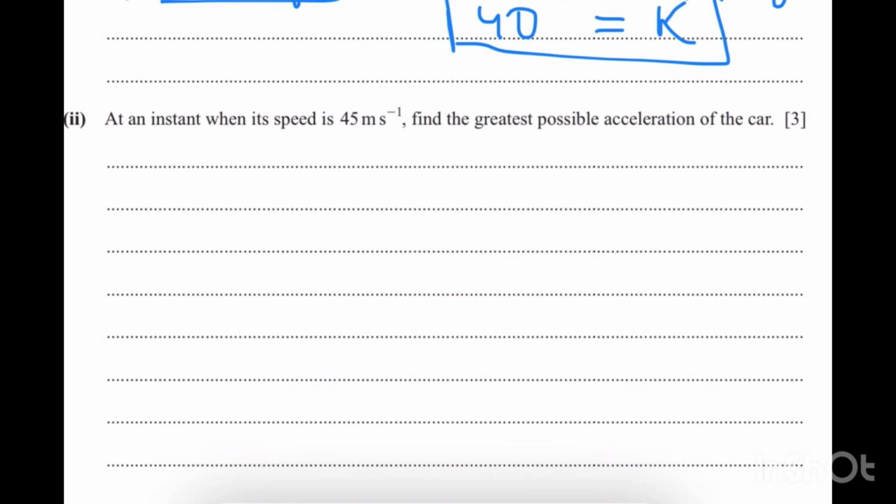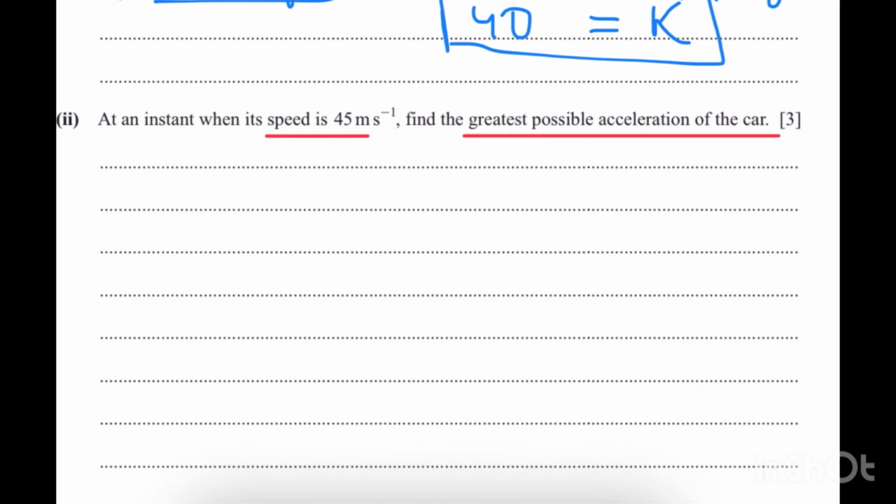Part 2. At an instant when its speed is 45 meters per second, find the greatest possible acceleration of the car. We're given the speed, which we can put in the friction formula. The friction formula was equal to K, which we found out as 40, times V, which is the velocity the car is operating at, which is 45, and 40 times 45 is equal to 1800. So we have the value of friction.